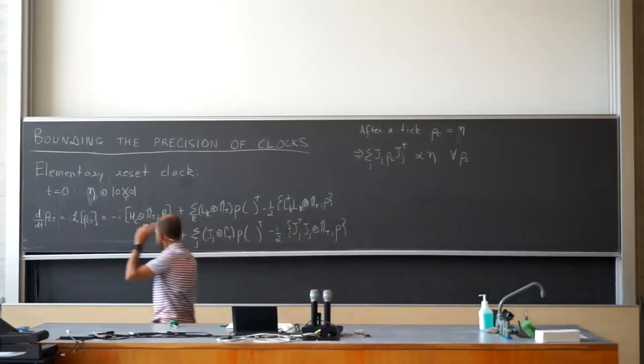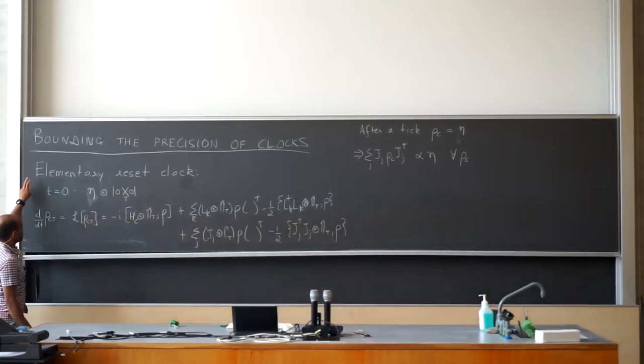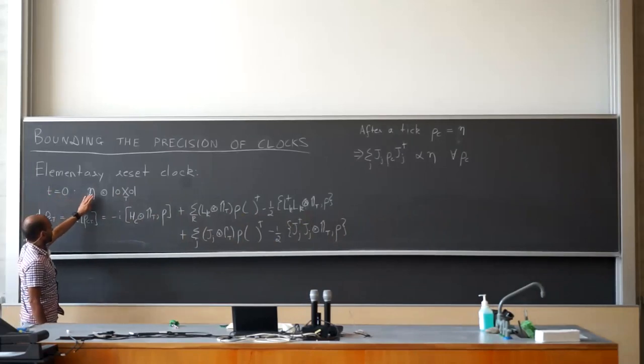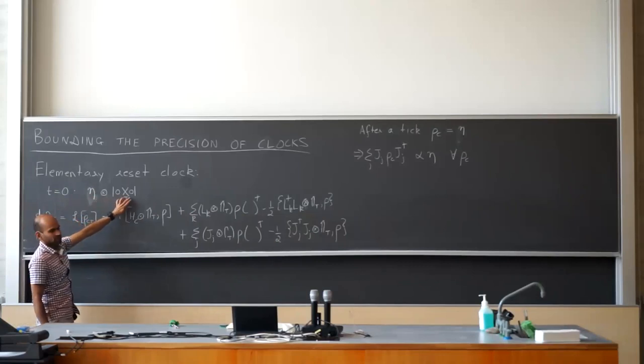Okay, so to start with, I'm going to say that we're going to deal today with only elementary reset clocks. So these are the simplest varieties of them. These have the following properties. At time t equal to zero, I can assume that I have a state eta and the register is in the state zero, so no ticks have been seen.